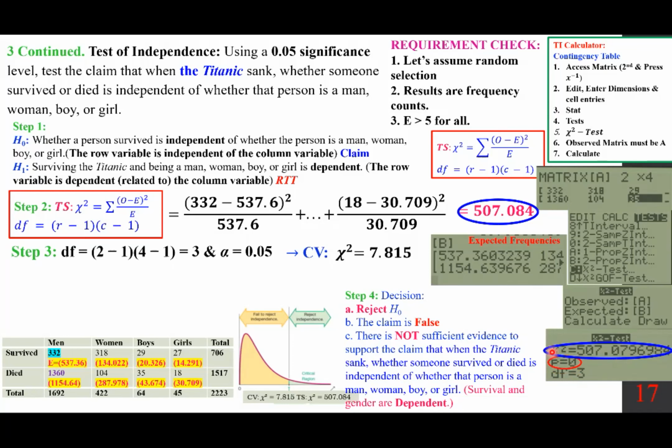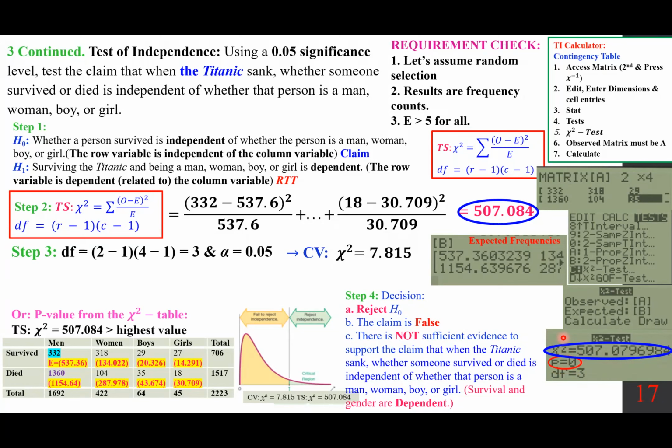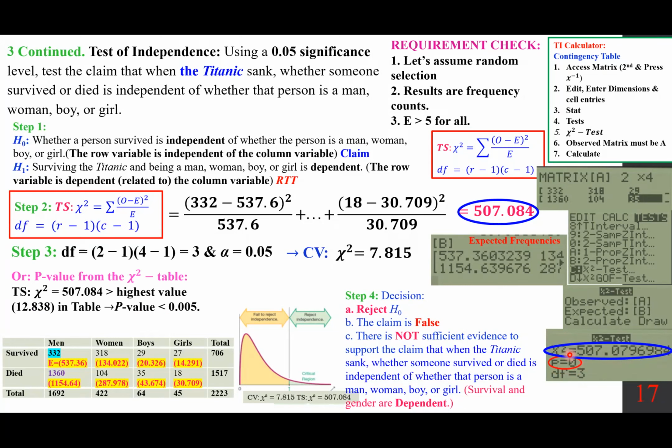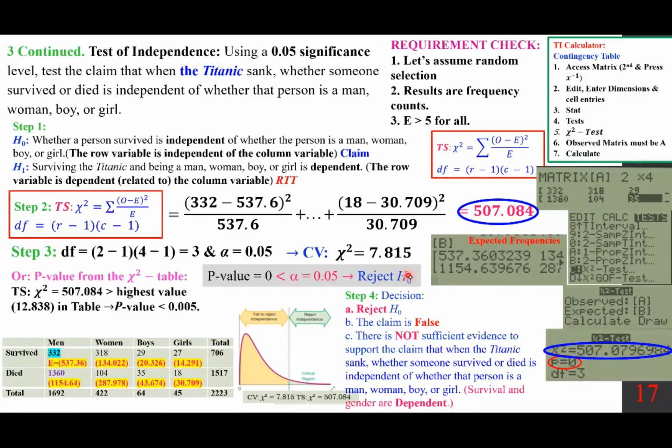P-value is 0. And when the p-value is 0, of course, it's less than alpha, and you reject H0. As far as the p-value, normally you bring it from the technology. However, if you go with the table, this number is not there. The highest value is this number from the table. So p-value is way less than 0.005, and alpha is 0.05. So since this number is way less than that, you reject H0, but of course, technology will do the job. So p-value is 0, way less than alpha 0.05, reject H0 if you want to go with the p-value.